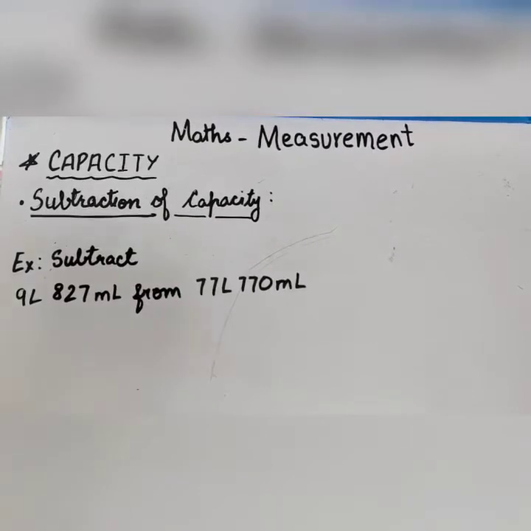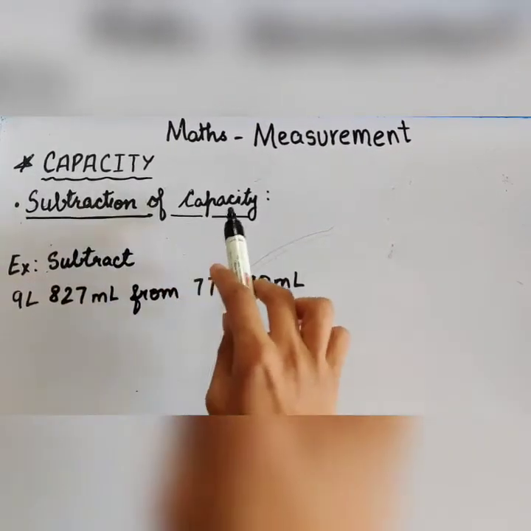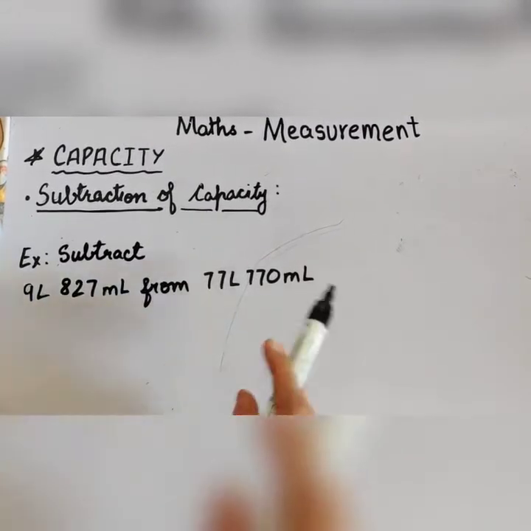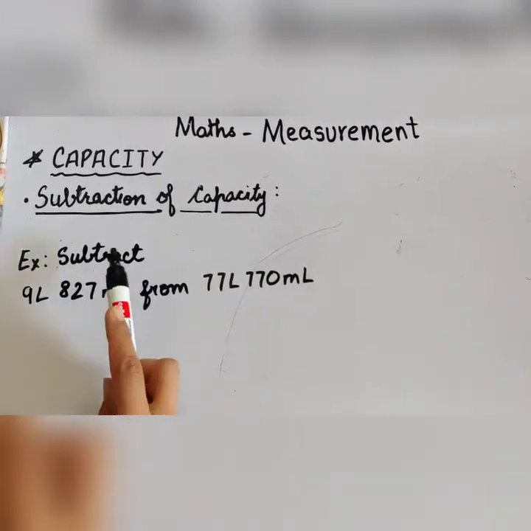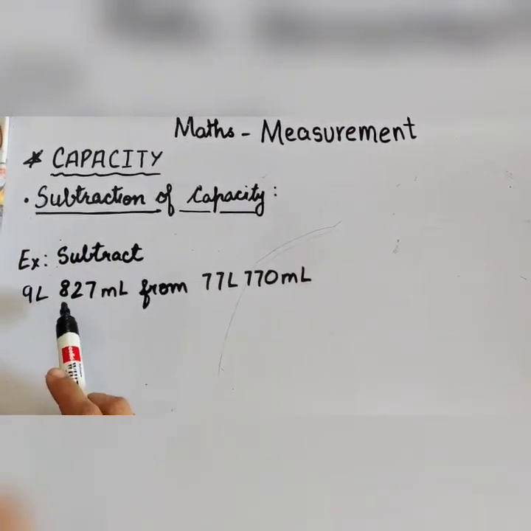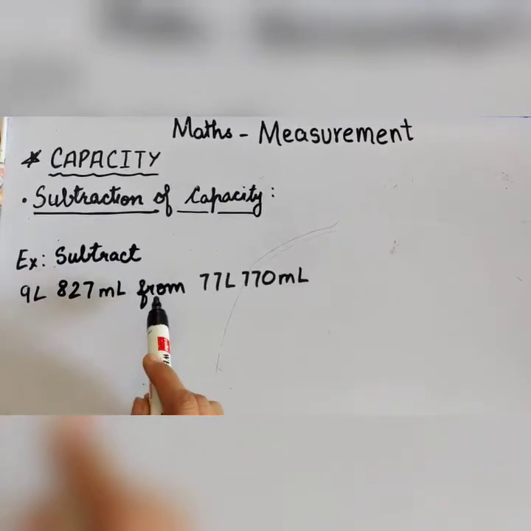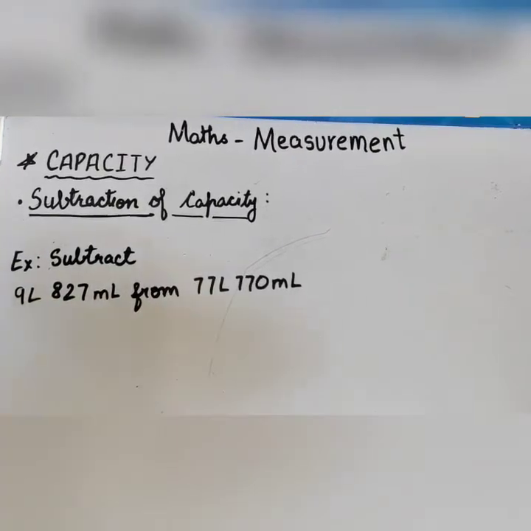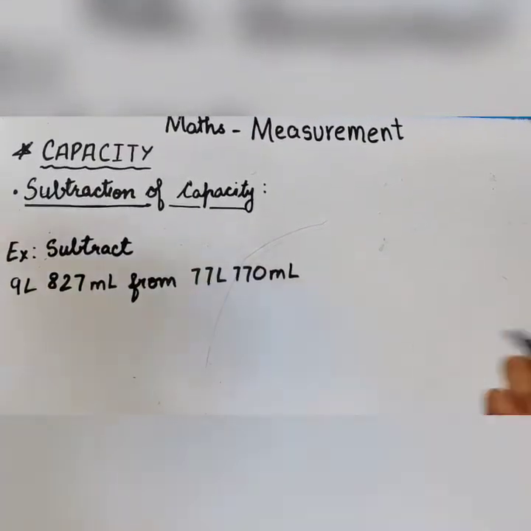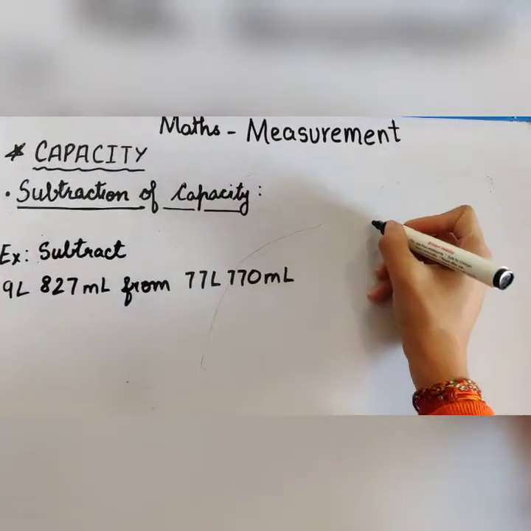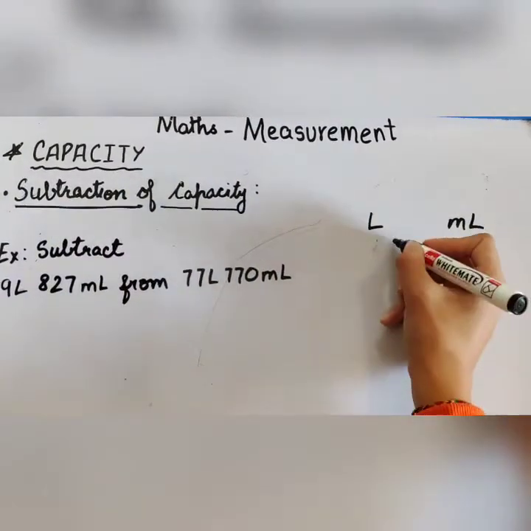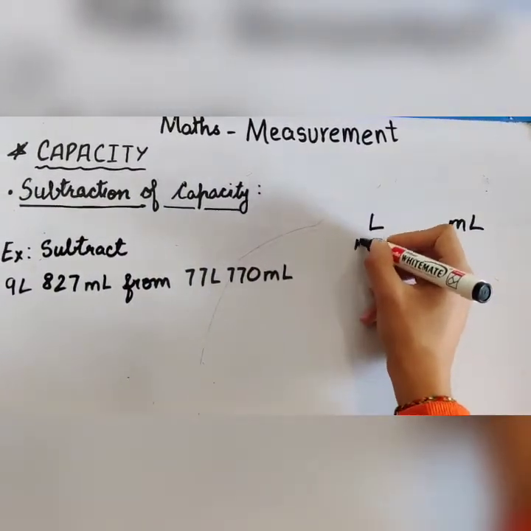Let us start with our next topic, that is subtraction of capacity. So we will understand subtraction with the help of an example. Subtract 9 liter 827 milliliter from 77 liter 770 milliliter. So how will we do this? We will do this in the same way. We will make columns of liter and milliliter and the place values.